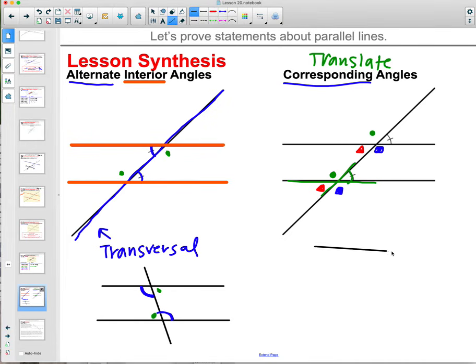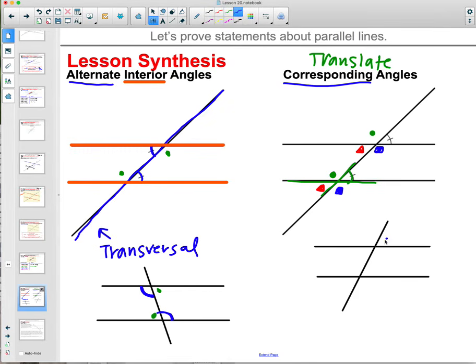Corresponding, again, let me draw another set of these. Would just be in a similar position. So I like to think of it as like upper right. So looking at this set of angles here and this set, these would be corresponding. These would be corresponding. Lower left would be corresponding. Lower right would be corresponding.